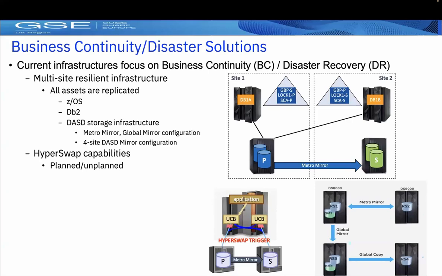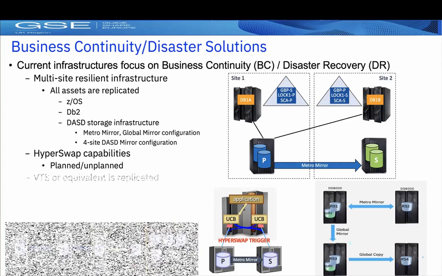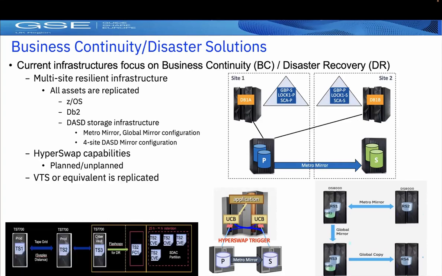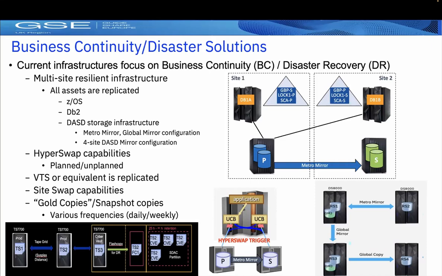We have HyperSwap capabilities. So if you have a DASD problem, a microcode problem, we can swap to the other one. And that technology has gotten so good over the years. Even 2 or 3 years ago, a HyperSwap event was an outage. It caused timeouts. It caused a blip. Now these HyperSwap events are seconds and don't even have transactions that time out. We replicate VTS and equivalent technology tapes or potential virtual tapes. Again, we talk site swap capabilities. We take gold copies. All these things that we have done over the years as background.